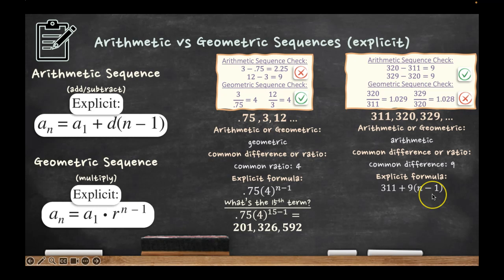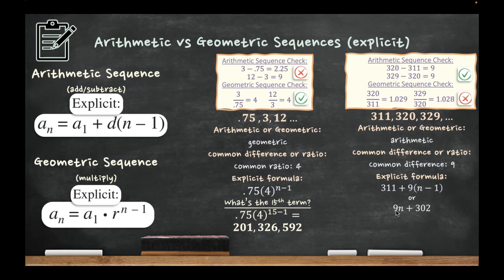And I do parentheses n minus 1. But notice that I have this one written as well. These are equivalent. If I took 9 times n, I get 9n. If I took 9 times negative 1, I get negative 9. 311 minus 9 gives you 302. These are equivalent. So if there's multiple choice and they're giving it to you in y equals mx plus b format, follow the slope. We know that the slope, which is a common difference, is going to be positive 9, so your slope needs to be 9.